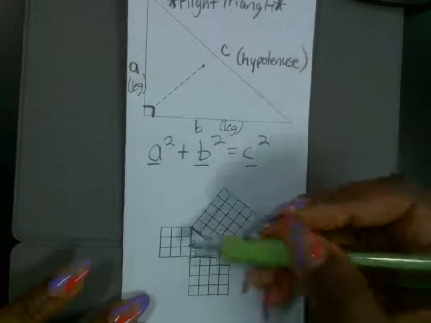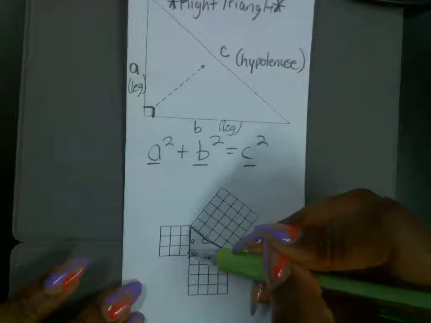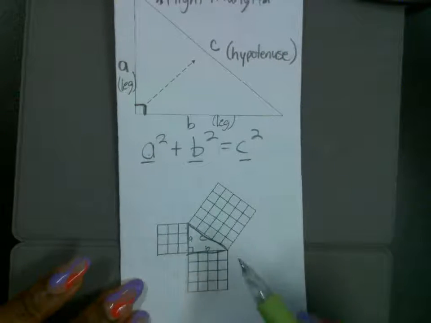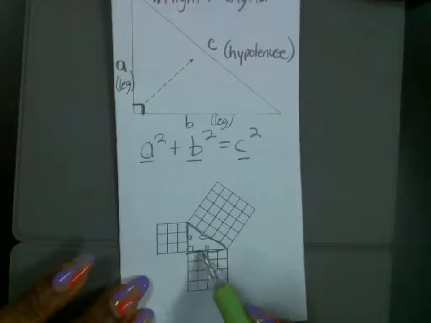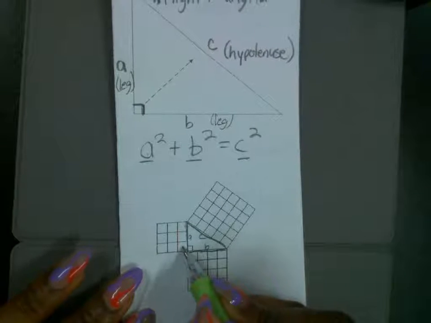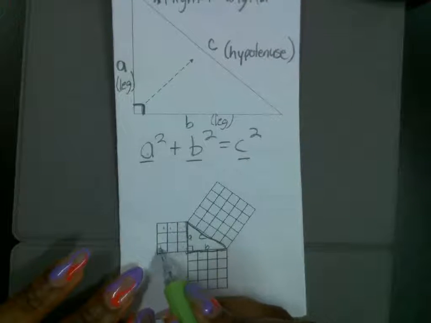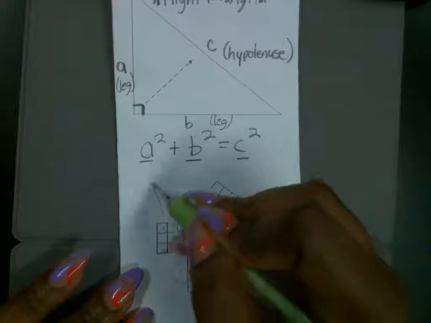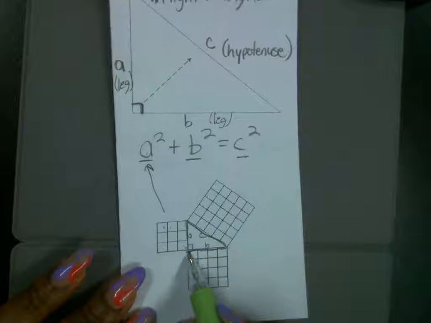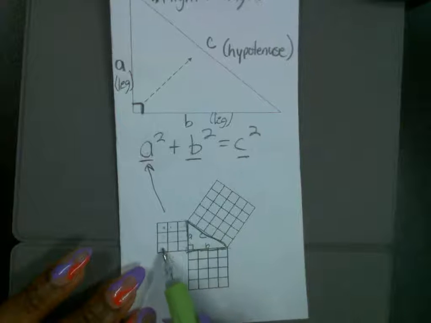He learned that this length right here is 1, 2, 3 units. When you square it, a squared, and you square this length, 3 times 3 is what? 9. You see how it's 9? 1, 2, 3, 4, 5, 6, 7, 8, 9. That's this part. He squared this length. The length is 3, and he squared it. 3 to the second power is 9.